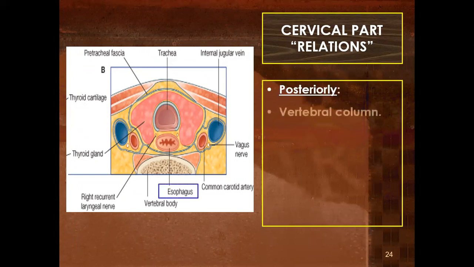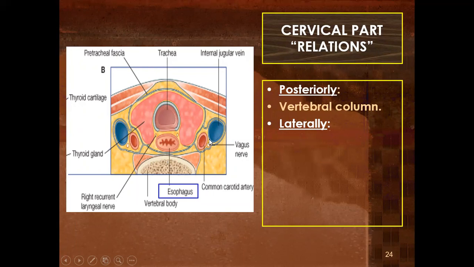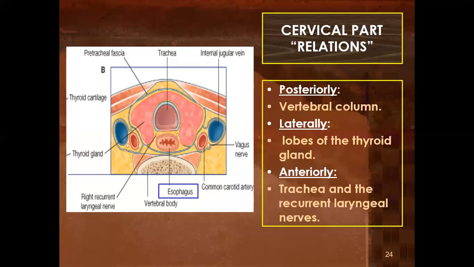Posteriorly, as you can see here, this is the esophagus. Posteriorly we have the vertebral column, which is totally behind it. So it is surgically very difficult to approach from behind, and there is no room for the esophagus to expand behind. Laterally, on either side of the esophagus, we have the lobes of the thyroid gland. Here is the thyroid gland, which is in front of our trachea, but the lobes go behind and lie on the sides of the esophagus. As well as anteriorly, if you see here, will be the trachea.